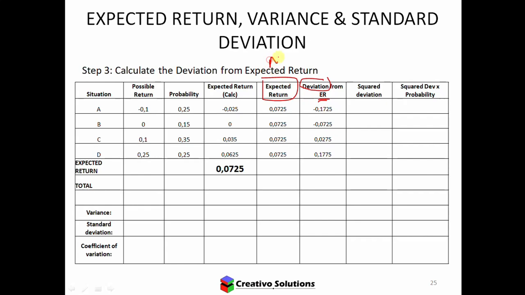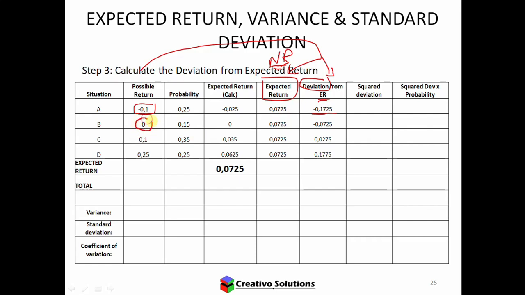So now we have this expected return. We know the expected return is the 7.25%. We know that there's going to be some sort of deviation from the return. These are possible returns. If I'm looking at possible return number 1 and the deviation from the expected return, I'm going to subtract: negative 0.1 minus 0.075 is going to give you negative 0.1725. So you're basically taking this column and subtracting that column to get this column.